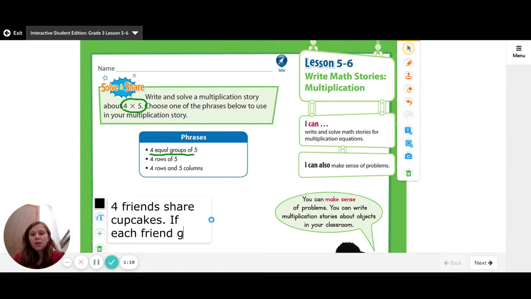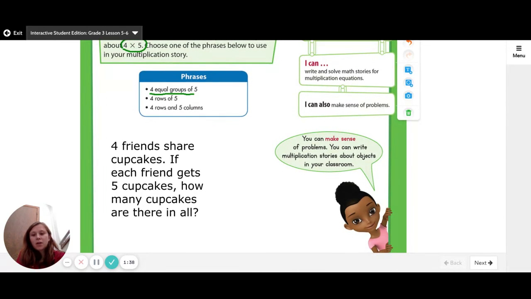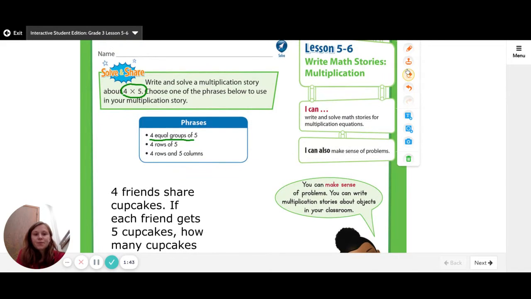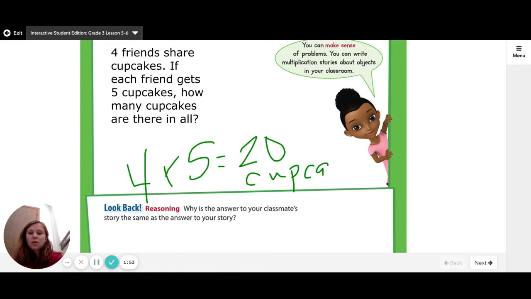If each friend gets 5 cupcakes, how many cupcakes are there in all? So I'm going to make sure this is asking for the 4 times 5. 4 friends share cupcakes. Each friend gets 5 cupcakes. How many cupcakes are there in all? So I know I would do 4 friends times 5. And I can solve this one too. I can think 4 times 5 equals 20. And it would be 20 cupcakes for this example.